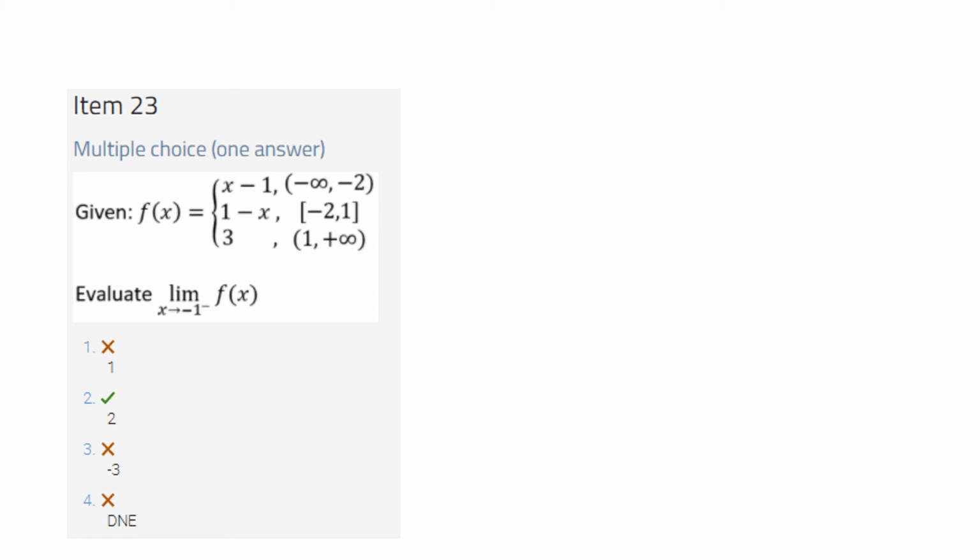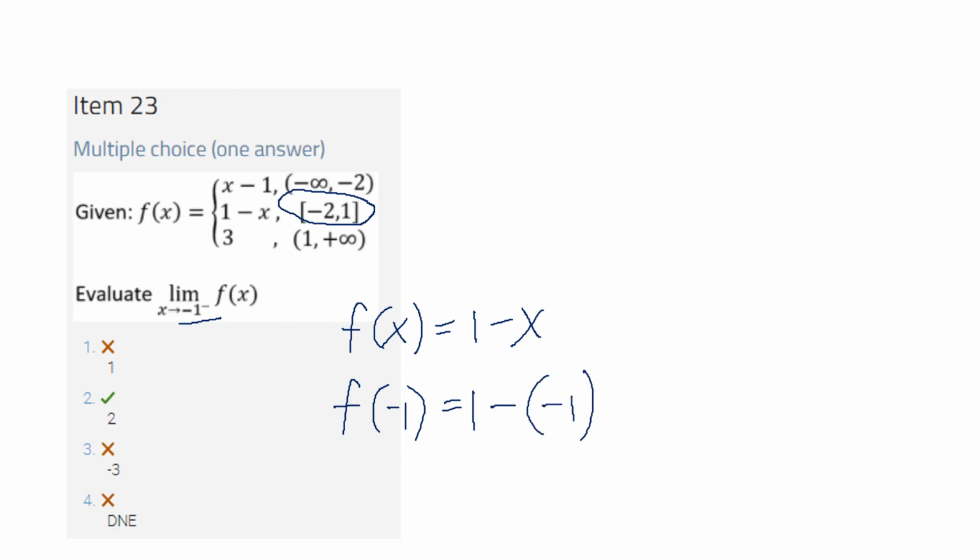On the next, as x approaches left of negative 1, where is negative 1? Here is negative 1. Is it left or right of negative 1? It is here in the second subfunction. So that means you're going to use f of x is equal to 1 minus x. So let x be equal to negative 1. Substitute, so 1 minus negative 1. That will be 1 plus 1 is equal to 2. The answer is 2.